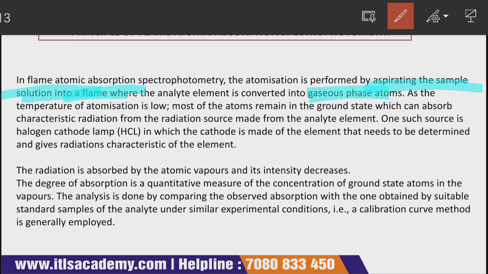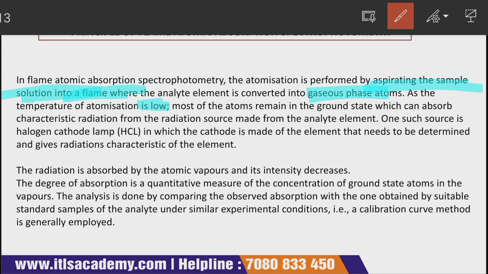As the atomization temperature gets lower, or decreases, most of the atoms remain in the ground state. The temperature of atomization is not increasing, it is decreasing. Because of this factor, most of the atoms remain in the ground state.